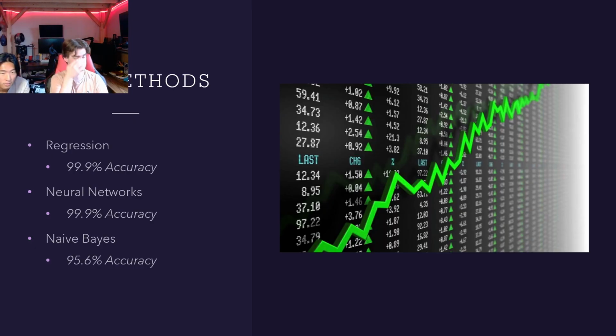We found that the best methods were regression, neural nets, and naive Bayes. This is mostly because a lot of our data was numerical. It could be very easily set into factors that were kind of numerical. And so we found regression to be really, really good with 99.9% accuracy. It kind of fit that straight diagonal line that we wanted.